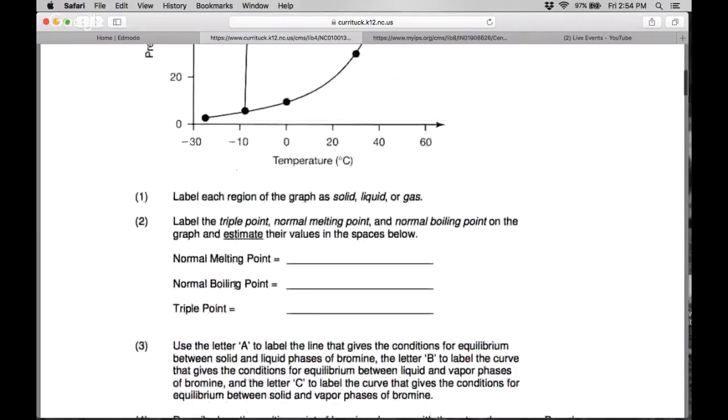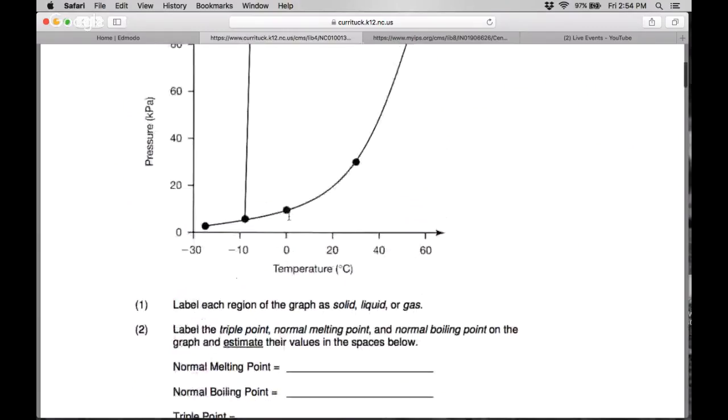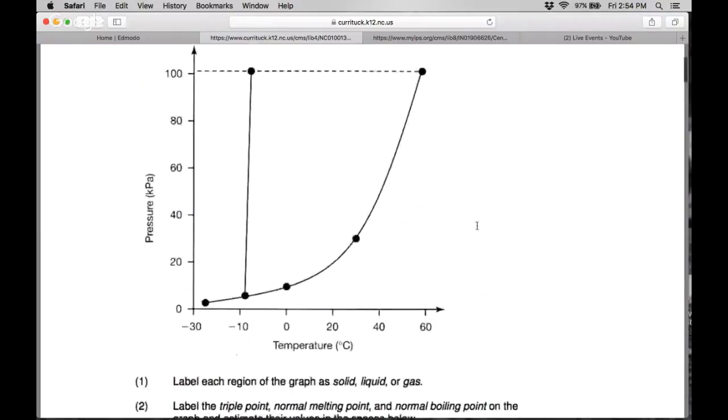Now this is important. It says label the triple point, normal melting point, and normal boiling point on the graph and estimate their values in the space below. So let's start with, where is the triple point on here? Do you know which point that is? No, I do not. Okay, let me help you by identifying a few things.